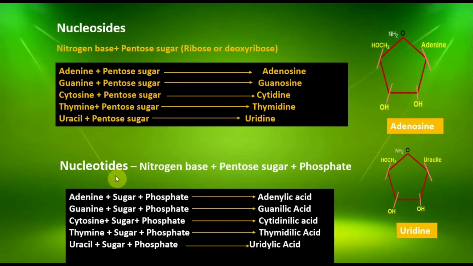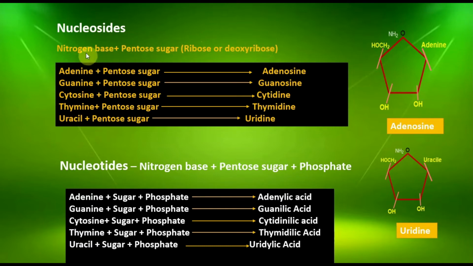Nucleosides and nucleotides. You know, the nucleotide is the unit of DNA and RNA. That means the DNA and RNA strand is formed by polymerization of nucleotides. So what is the difference between nucleoside and nucleotide? A nucleoside is a combination of a nitrogen base and a pentose sugar. The pentose sugar may be ribose or deoxyribose. Ribose is in RNA and deoxyribose in DNA.